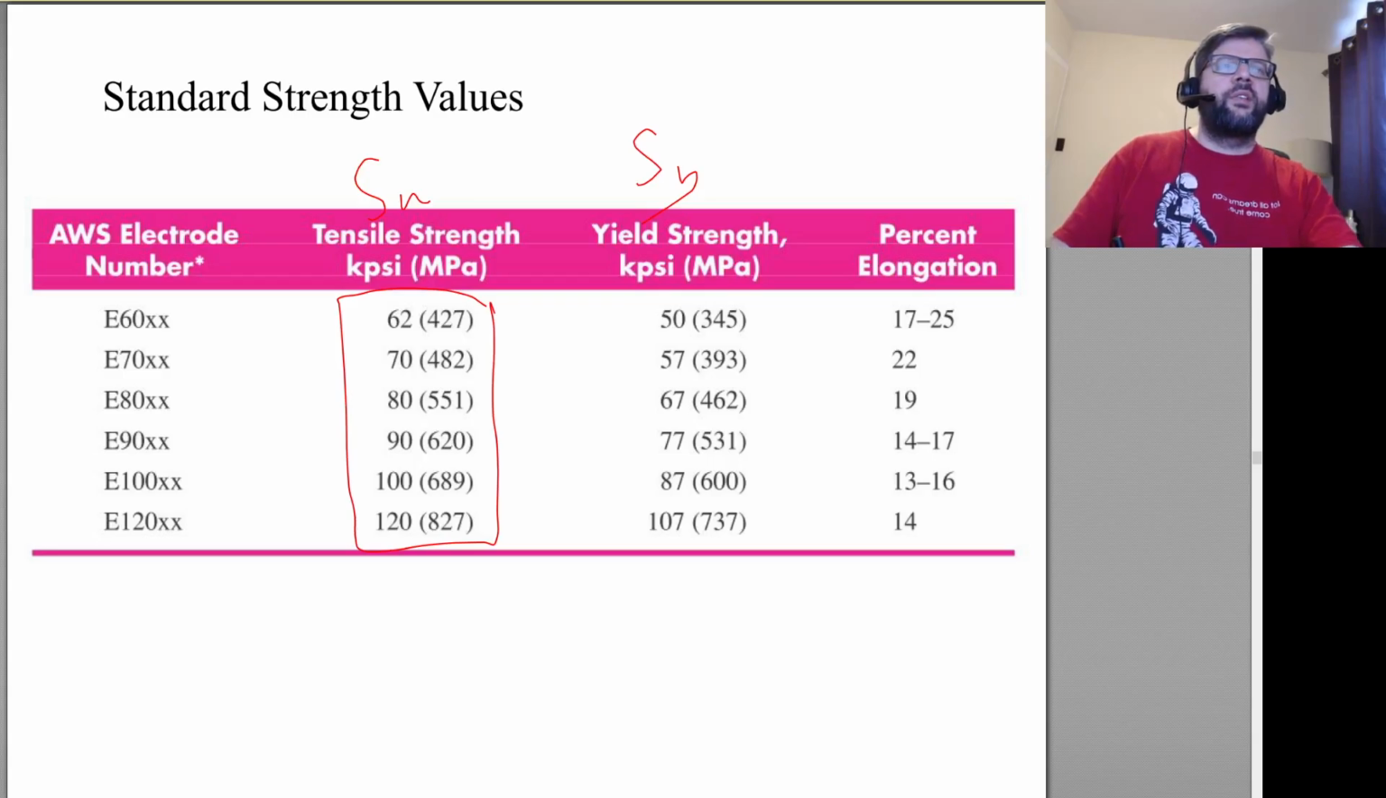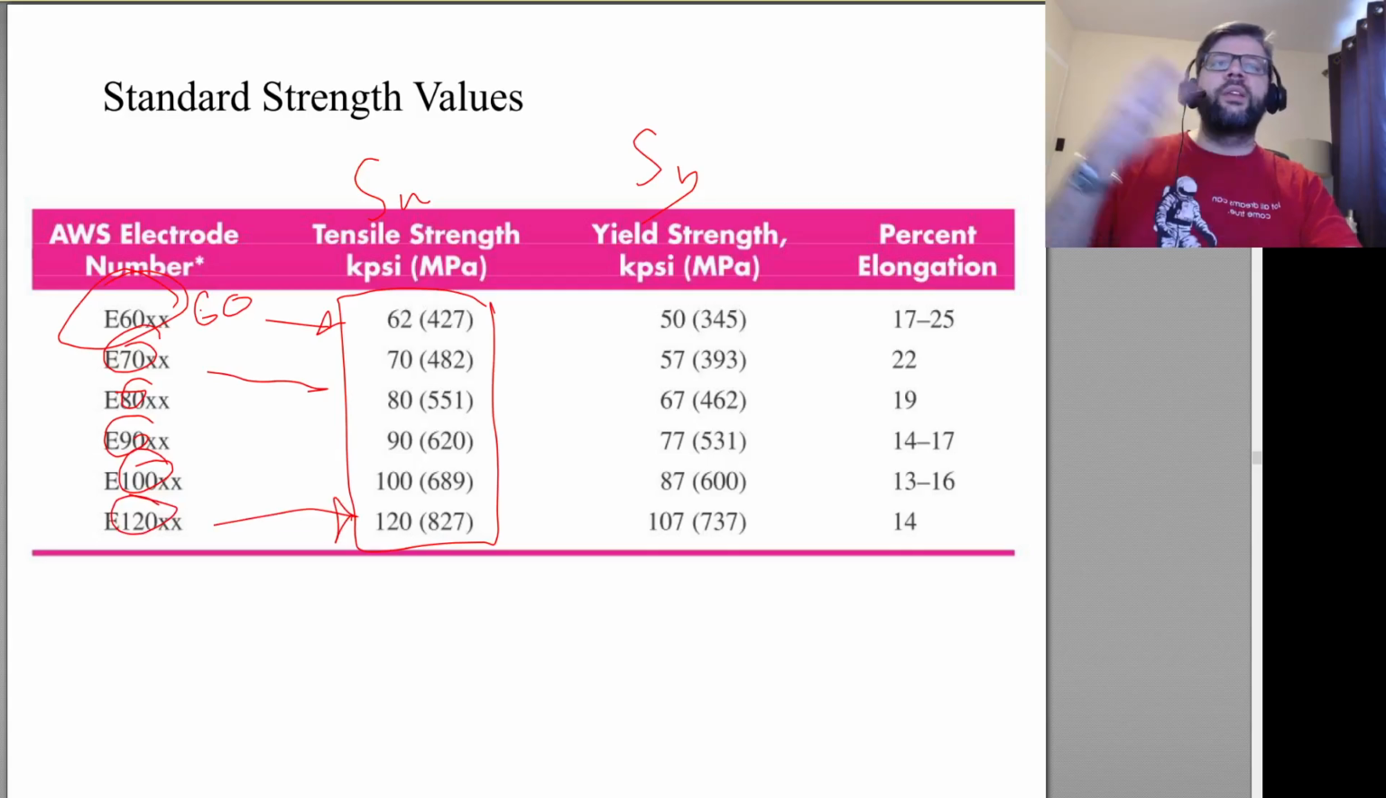So basically they're saying we could design for 60 KSI here, because the values listed here, the electrode all get to at least that number. And then of course you can have different ductilities associated with those as well.